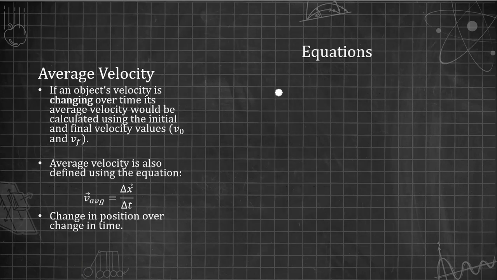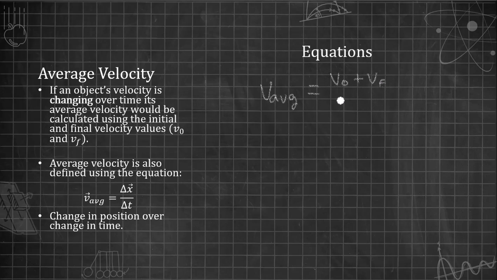So let's introduce the concept of average velocity. If an object's velocity is changing over time, its average velocity would be calculated using the initial and final velocity values. So if you think about how we do an average, over here to the right, we can say the average velocity would just be the two velocities, the initial and the final velocity, v subscript 0 plus v subscript f, the initial and final.